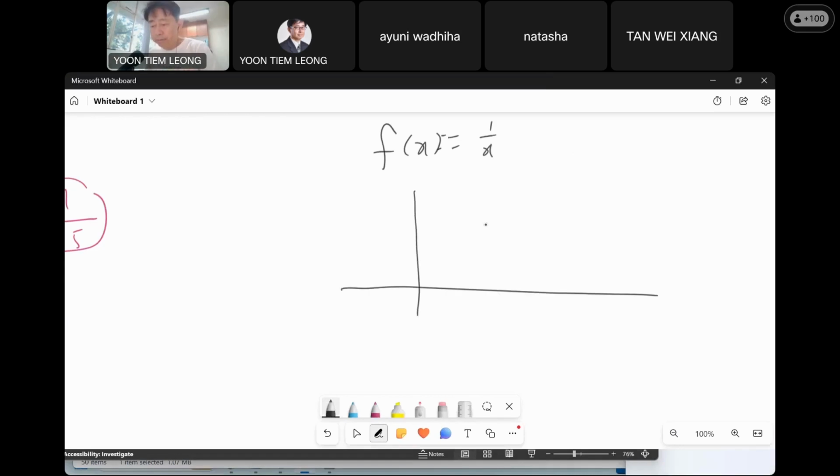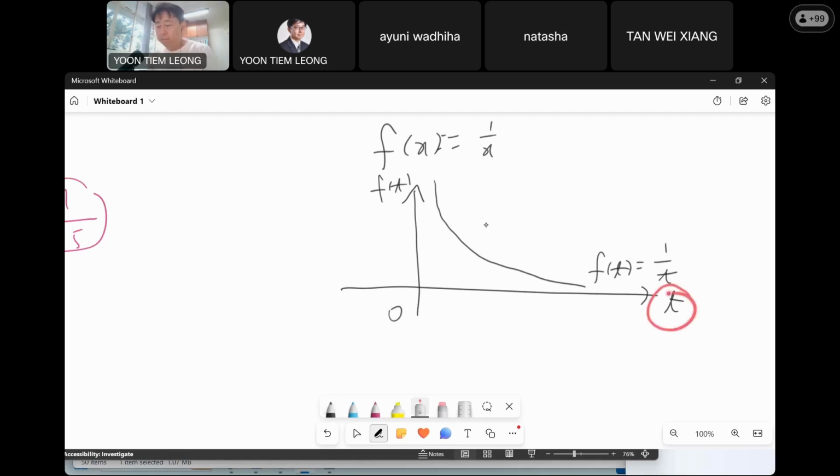Then you plot the function as a function of t. Then this is a function f of t. Here I plot the function in the variable t, but I defined my function to be 1 over x. Maybe I should just call this 1 over t.